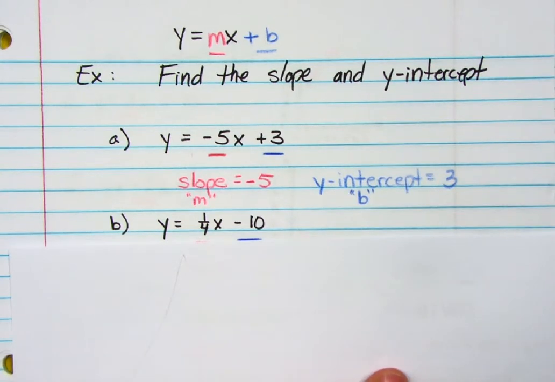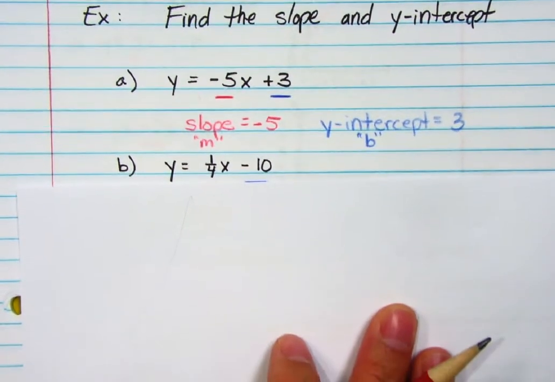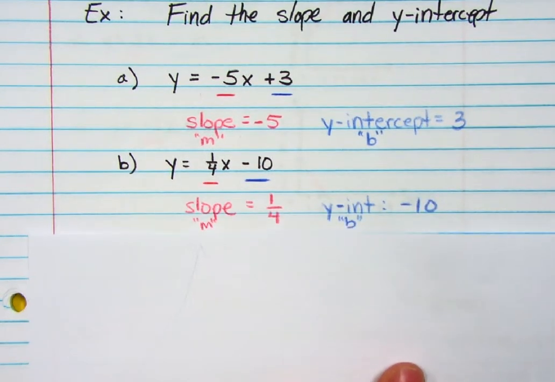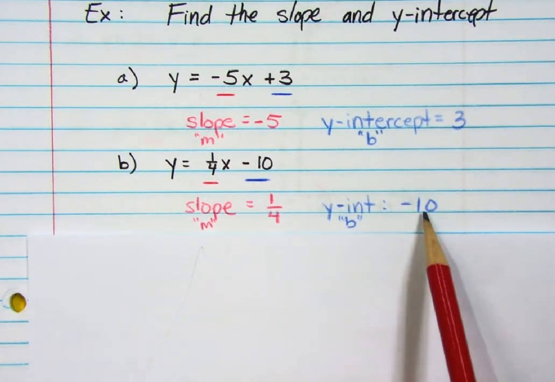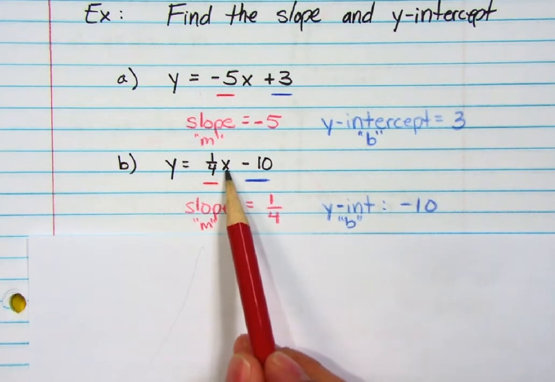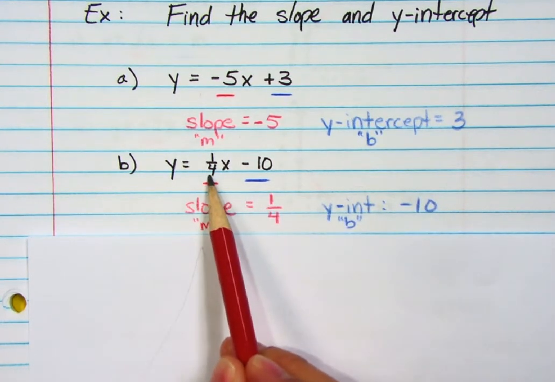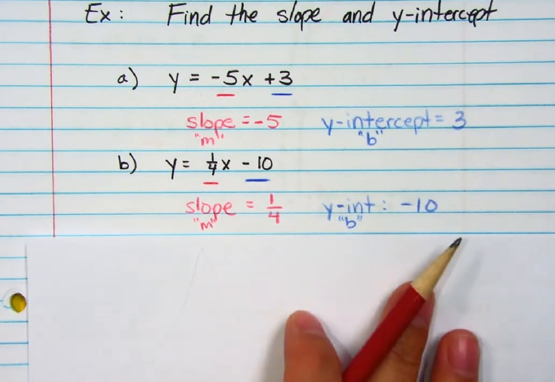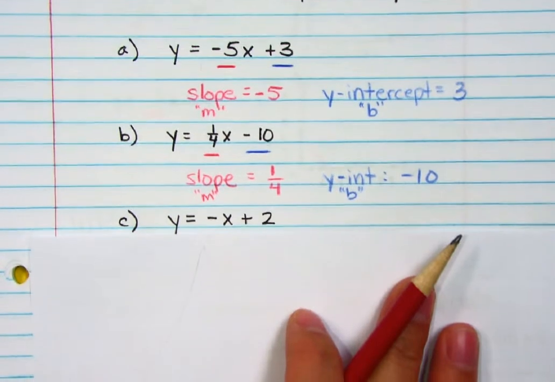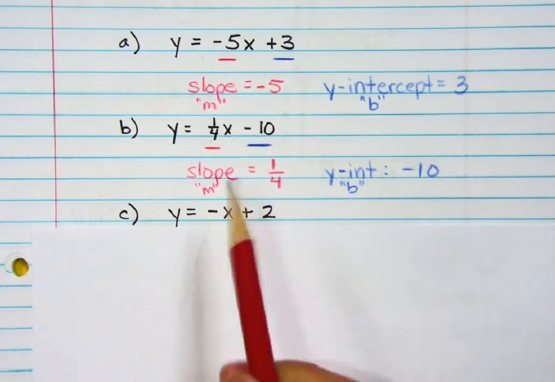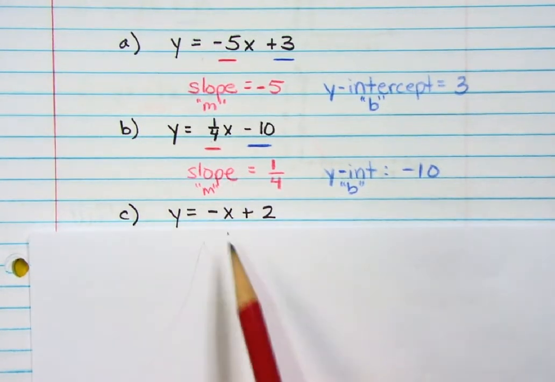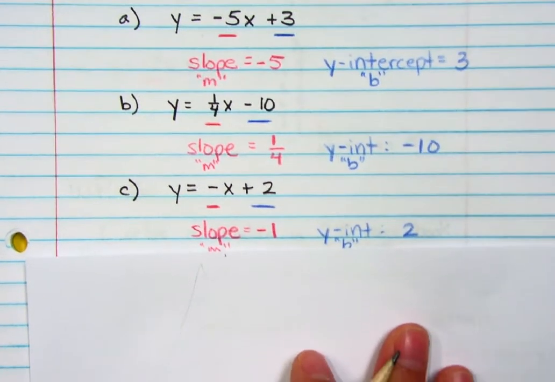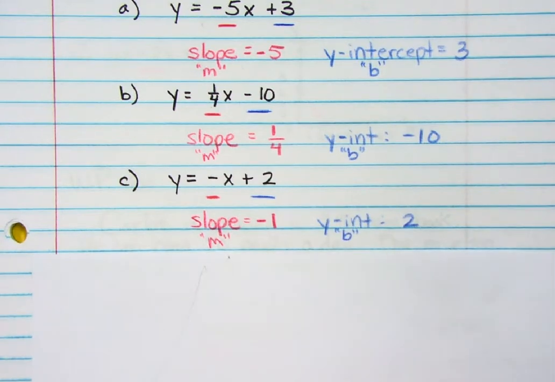How about this next one? y = 1/4 x - 10. Well, my slope is 1/4. My y-intercept is -10. So I'm always looking for the coefficient of x, what's in front of x, and the y-intercept, the constant by itself. But this next one, let's see. What's my coefficient of x, and what's my constant? Coefficient of x happens to be -1. My constant is a positive 2.